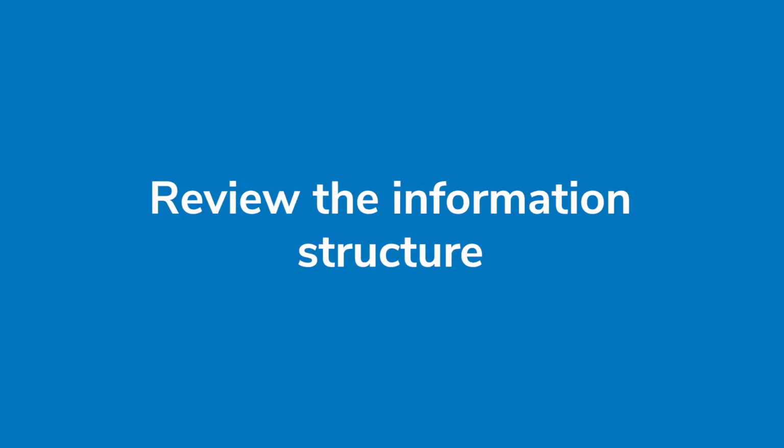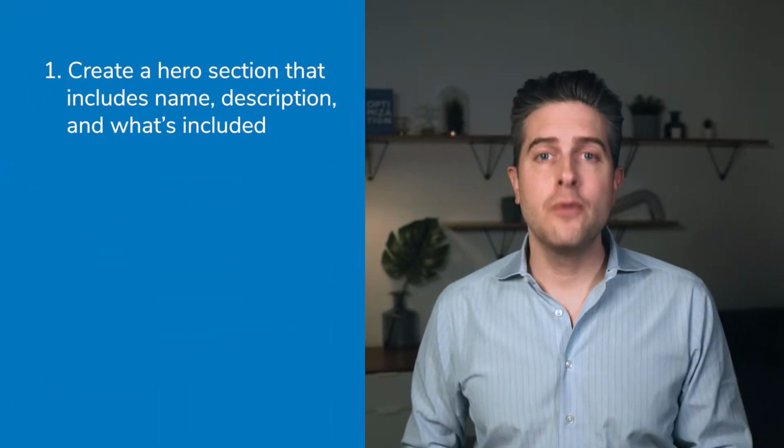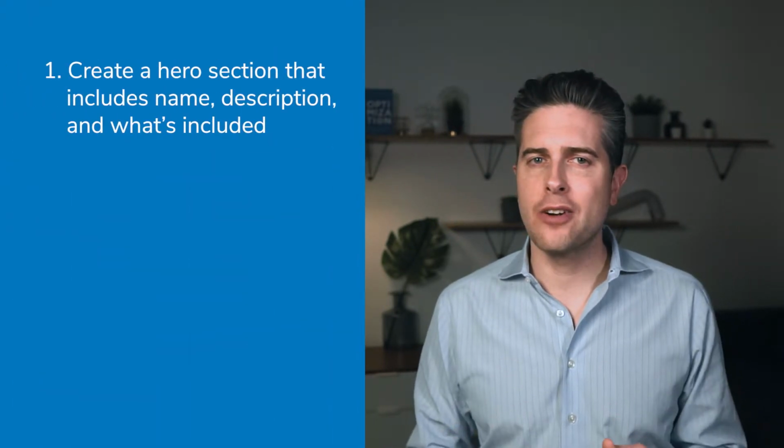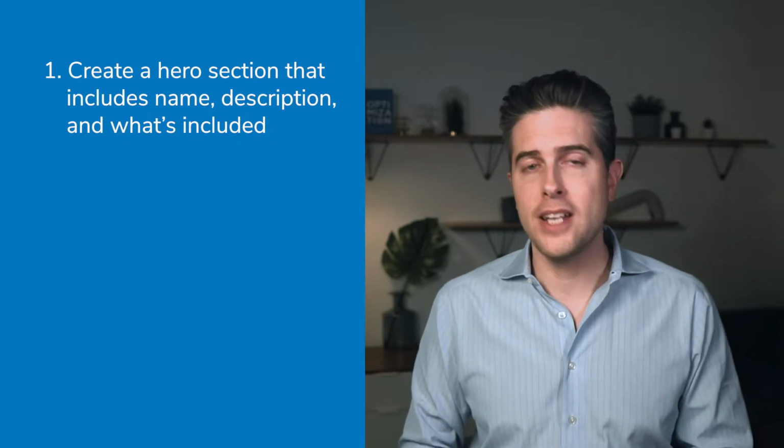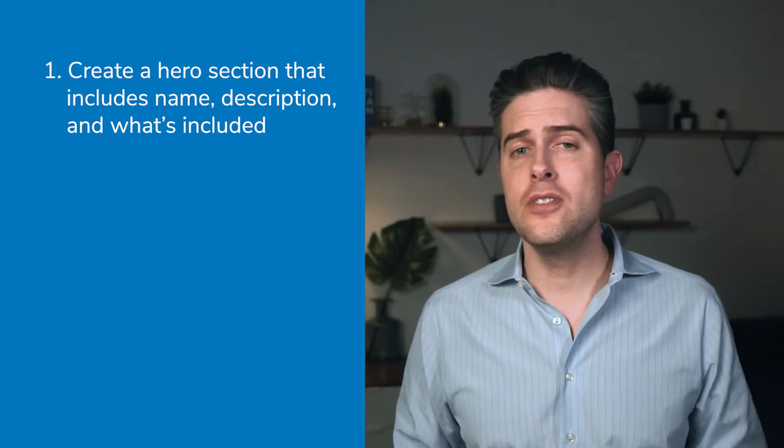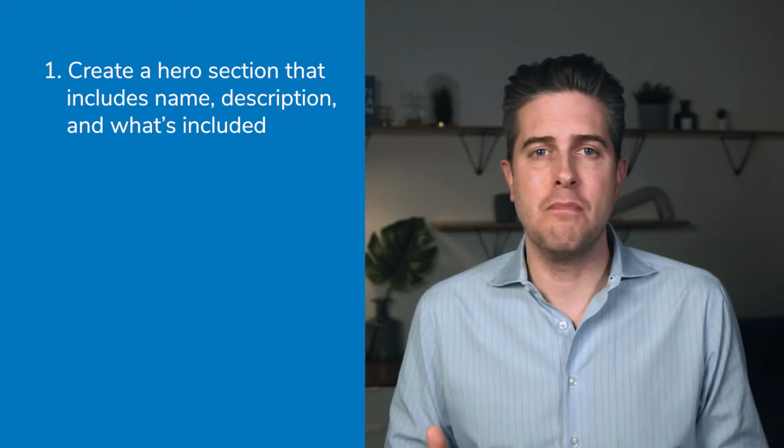First, review your information structure. This is one area where there is not a whole lot of debate. A category page should flow something like this. First, you'll want a hero section that clearly displays the category name and a brief description of what is included in the category. This helps the user confirm that they're in the right place based on the link they just clicked.